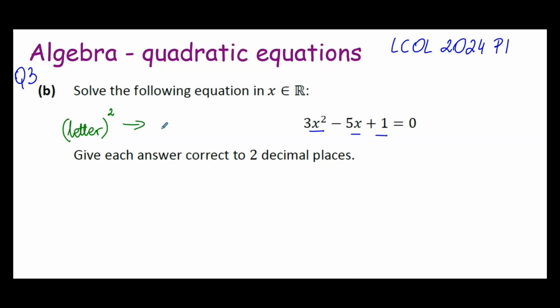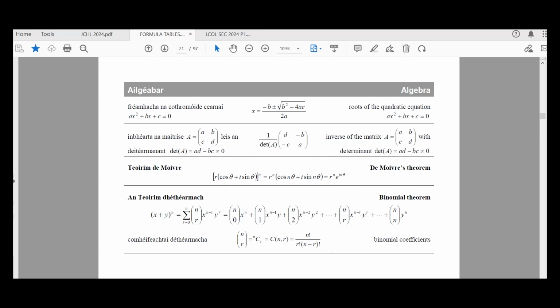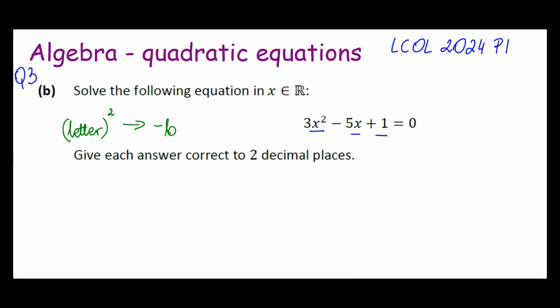straight away, what you think about is the minus b formula. What do I mean by the minus b formula? Open your maths table to page 20. There it is, our minus b formula. Because always, any form of quadratic equation, we're going to be using the minus b formula. So let's apply that formula here.